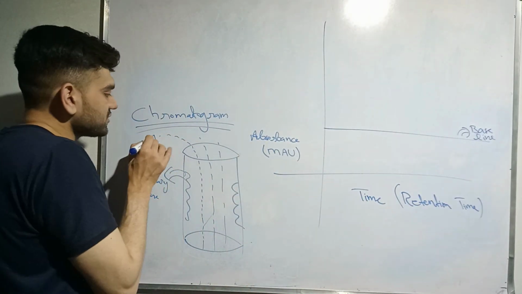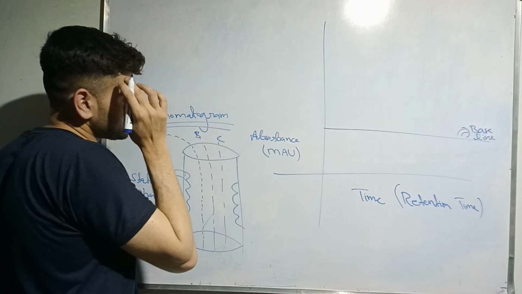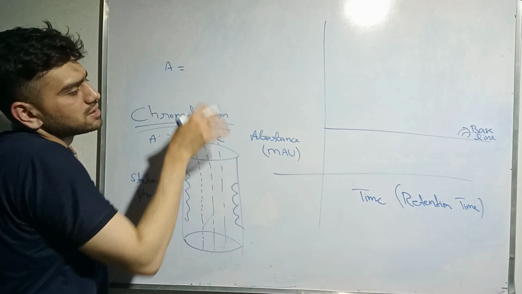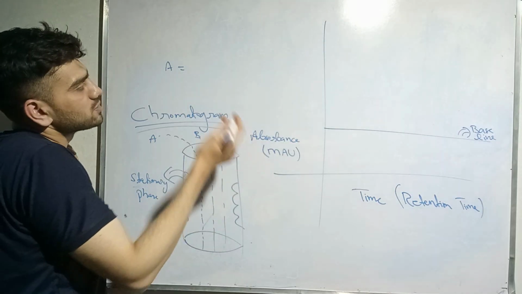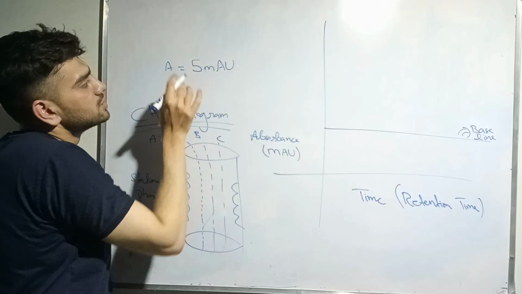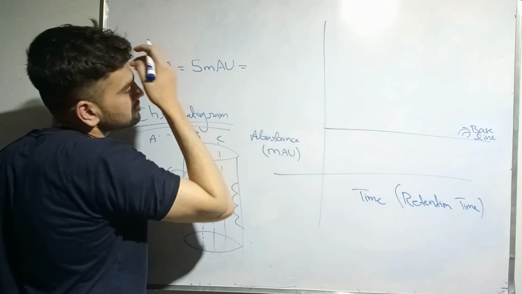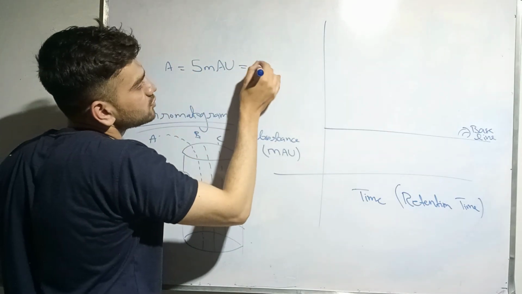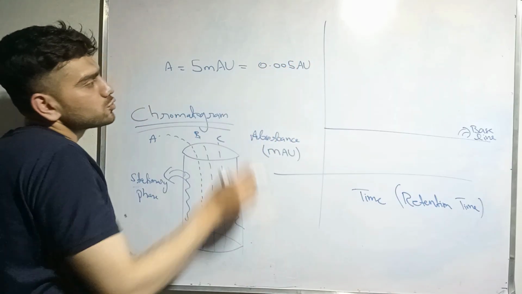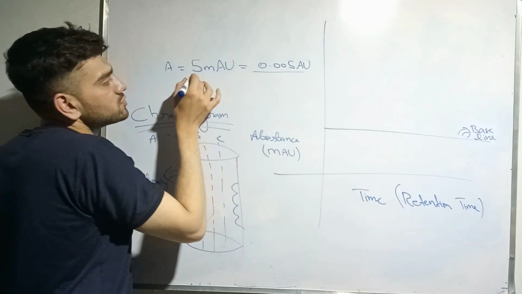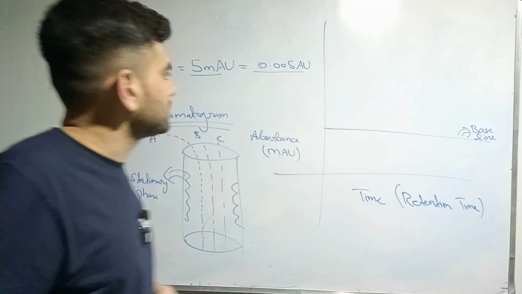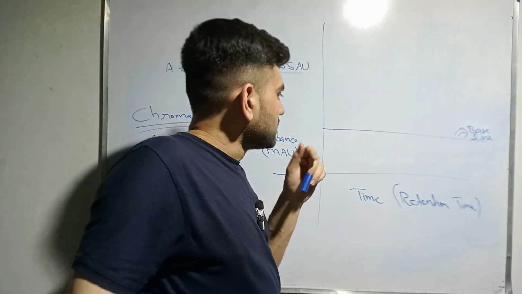Suppose this is sample A, this is sample B, and this is sample C. Sample A has retention time 2, and its absorbance is 5 MAU. The 5 MAU is also written as 0.005 AU. So to avoid this large figure, we can use just 5 MAU, which represents 5 milli absorbance units.